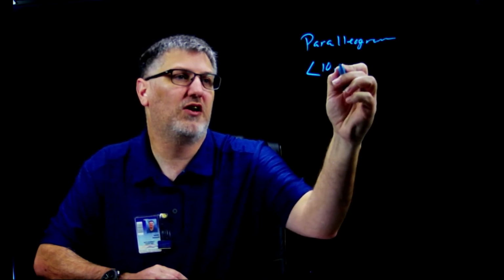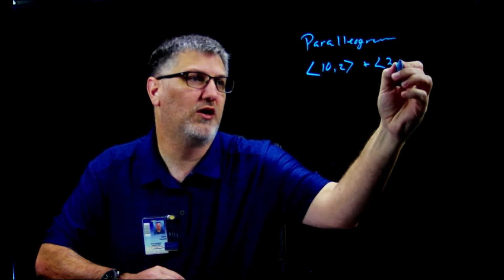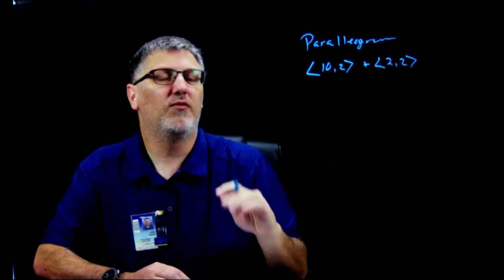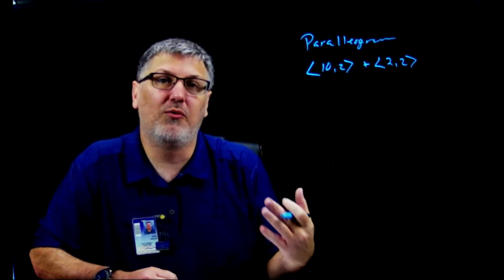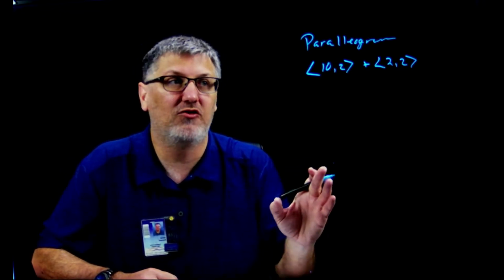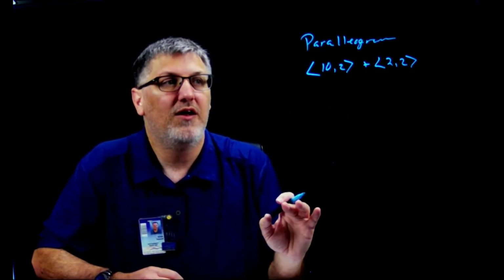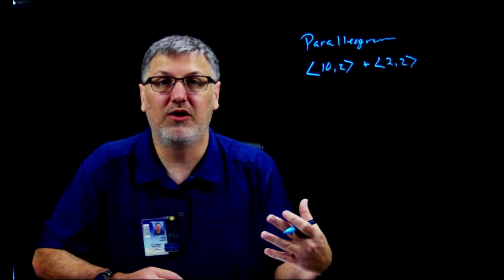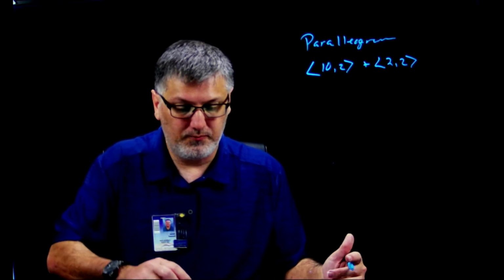All right, let's say I have a vector of 10, comma 2, and I want to add it to vector 2, comma 2. Well, the parallelogram method, I want to be honest with you, I use it to set up problems so I can see what's going on, but I never actually do this to add vectors. I add them mathematically, analytically. But I use it to help set problems up so I understand what's going on. So let me at least show you what's actually going on here.